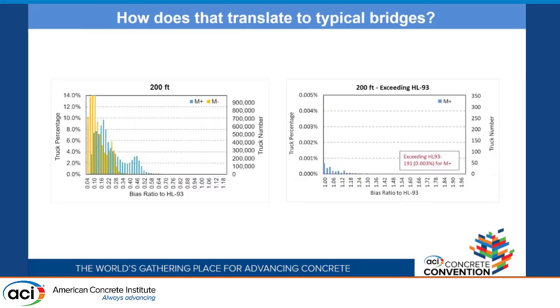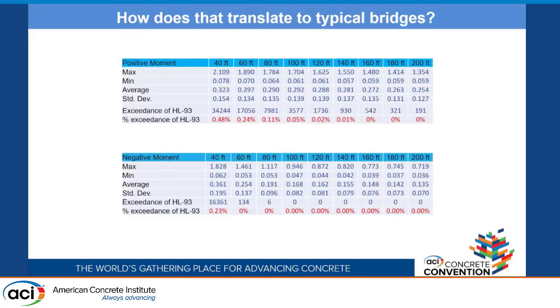But now let's look at the longer span, say 200 foot. So this is the other end of the spectrum. We did all the ones in the middle. I don't have time to look at all of those individually. But again, on the left is all of the trucks, all 7 million. Zoom in on the ones where the bias ratio is greater than 1. And now it becomes this really small number, 191, and only in a positive moment. In the negative moment cases, we didn't have any exceedances for the 200-foot spans.